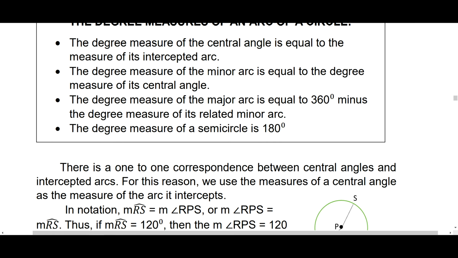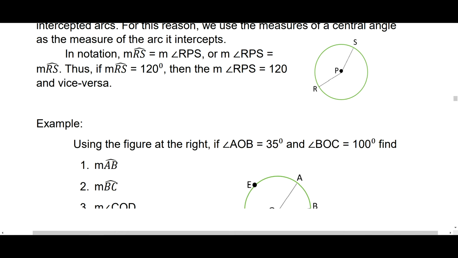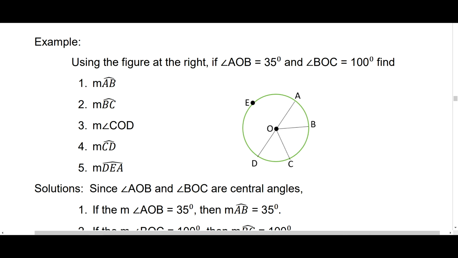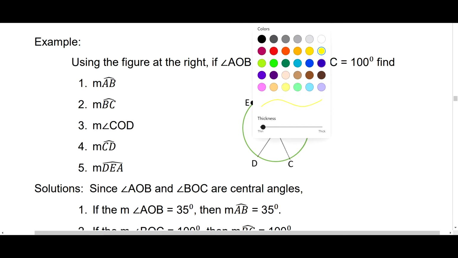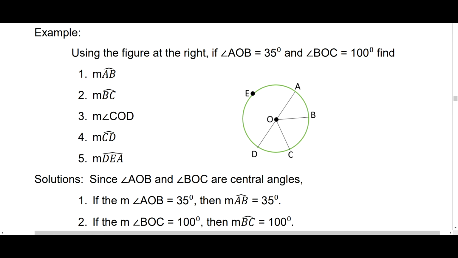Ayan na, the degree measure of the minor arc is equal to the degree measure of its central angle. The degree measure of the major arc is equal to 360 minus the degree measure of its related minor arc. So, example to. Check natin tong figure na to. If AOB is 35 degrees, BOC is 100 degrees. Tandaan nyo, susundan nyo yung hinihingi letter. Find the measure of the following.